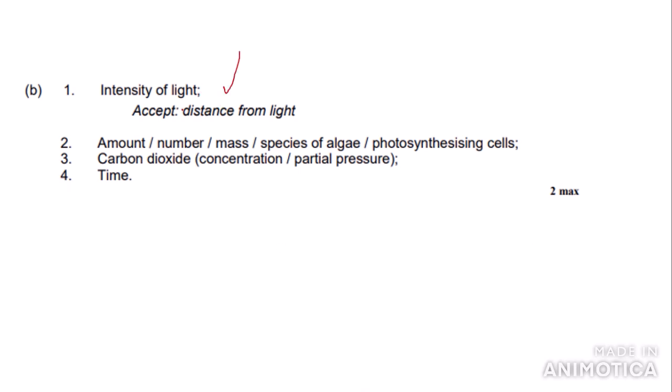It also accepts distance from light. You can also put the amount / number / mass / species of algae / photosynthesizing cells. You can also put the carbon dioxide concentration or partial pressure, so we would get both marks. And you can put time also. Now, as the mark scheme says 2 max, if you put more than 2 of these points, so if you put 3 or 4 of these points, you don't get any more than 2 marks.